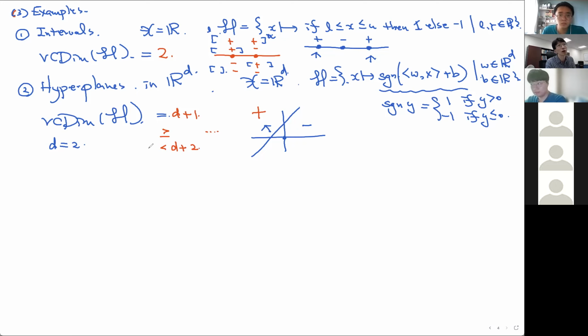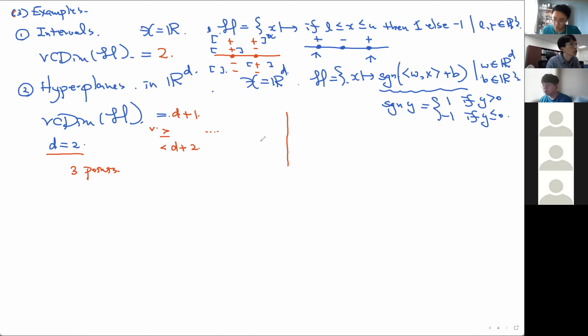Also, we want to show the upper bound, especially that it's smaller than D plus 2. Now, how to do the lower bound part? Let me show this with a specific example in 2 dimensions. The lower bound is easy because we have a lot of freedom. We can choose the 3 points in the best possible way, so that our hypothesis can classify correctly every possible labeling.